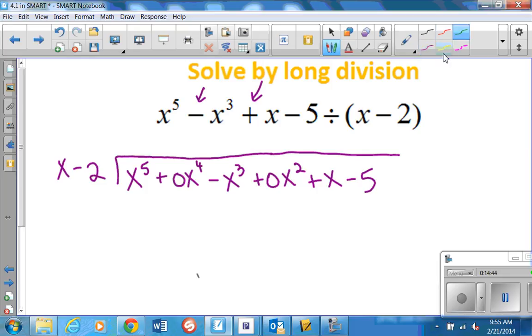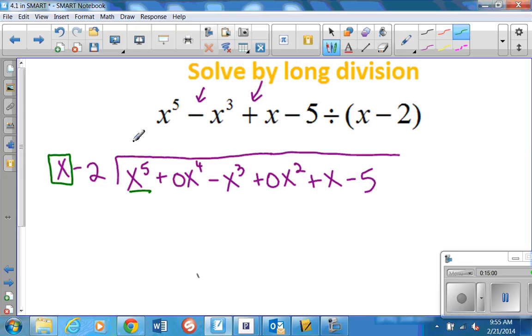And then we start the fun. So this little guy right here will always be the boss of what you do. You always go back to him to ask him what to do. So the first thing I'm going to ask him is, how many times will this x go into x to the 5th?